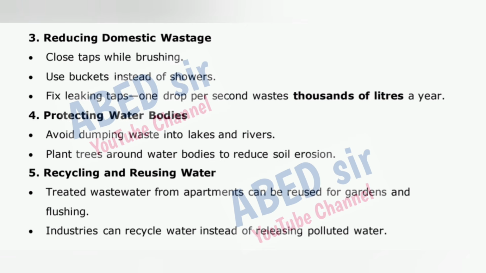3. Reducing domestic wastage. Close taps while brushing. Use buckets instead of showers. Fix leaking taps. One drop per second wastes thousands of liters a year. 4. Protecting water bodies. Avoid dumping waste into lakes and rivers. Plant trees around water bodies to reduce soil erosion. 5. Recycling and reusing water. Treated wastewater from apartments can be reused for gardens and flushing. Industries can recycle water instead of releasing polluted water.